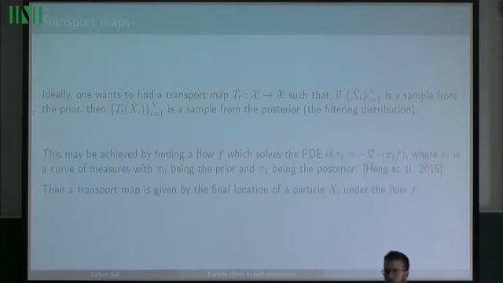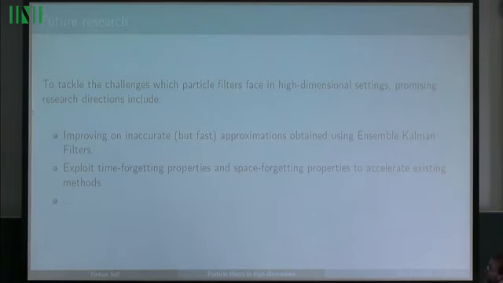is one that Heng came up with. One takes this following PDE here, defines some measures between the prior and the posterior by gradually introducing the likelihood. And if one has this flow f, which is quite complicated to calculate, then the final location of a particle under this flow f gives us a sample of the posterior. That works, but it comes with some disadvantages, and that is where our future research comes in.